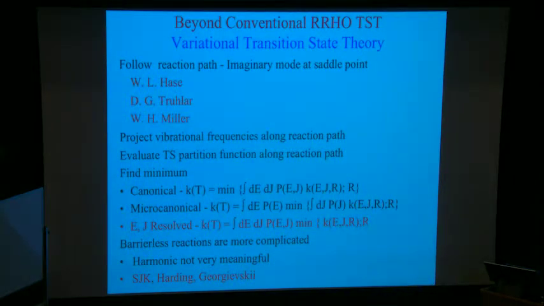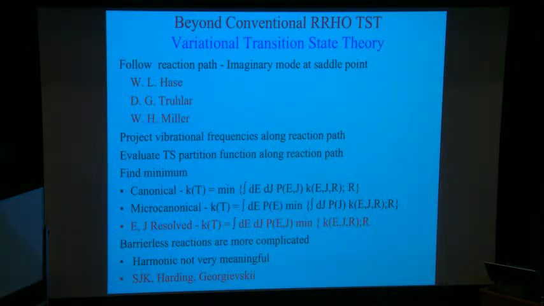All right. Let's go beyond conventional rigid rotor harmonic oscillator transition state theory. Various key people have made advances in this. I'm not a great historian. These three people take lots of credit for variational transition state theory. I think Bill Haase was one of the first. Truhlar has done some of the most, and Bill Miller developed something called the reaction path Hamiltonian that for some reason gets cited all the time.